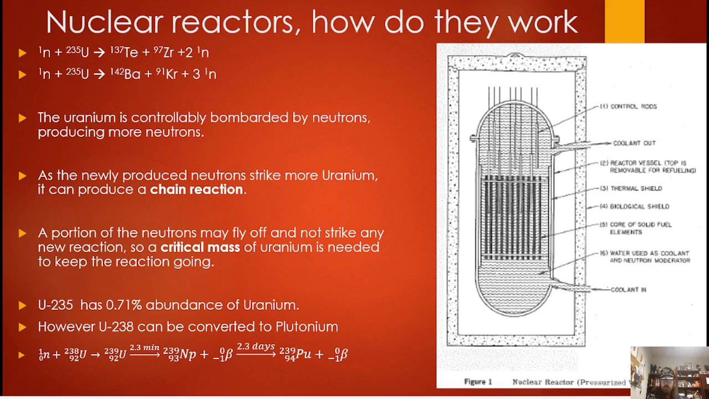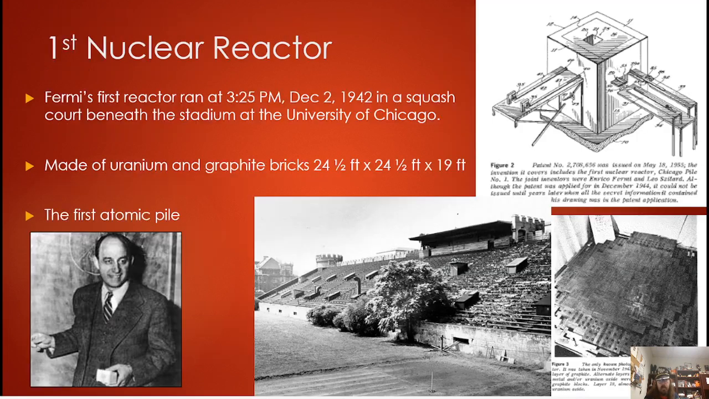Now it needs some thermal shielding to make sure it doesn't melt its way out of the container. It needs some biological shielding to make sure it doesn't irradiate all the scientists and all the engineers that are making sure it's working. It needs the coolant to remove a lot of the heat and keep things at a steady pace. Sometimes it helps slow down the neutrons. But there's a lot of engineering to make sure this is as safe as we can make it. But the first nuclear reactor was created by Enrico Fermi.